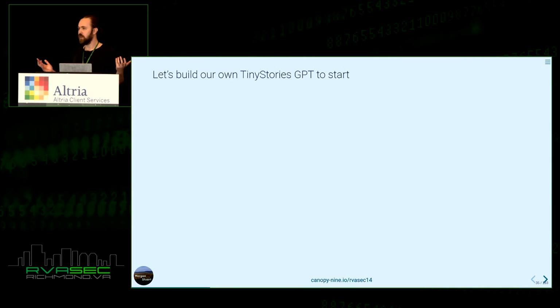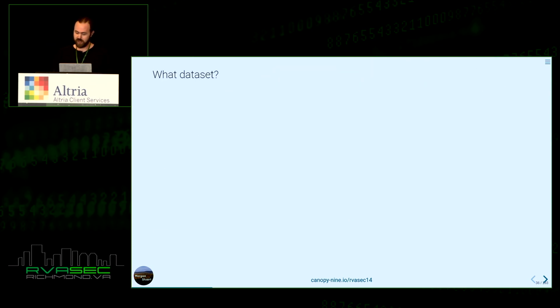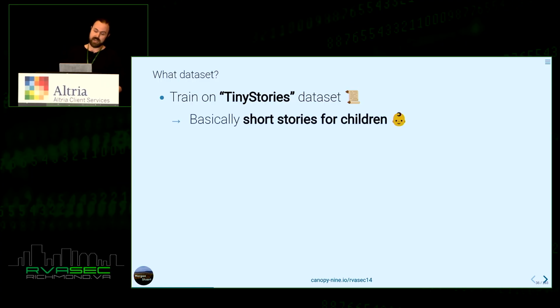So let's just go ahead and build our own. We'll build a TinyStories GPT, GPT being generative pre-trained transformer. There's a script in the repo if you want to play around with this. It's not very well documented, but you can try. And we're going to train on the TinyStories data set. This is basically just short stories for children. And this is important because it reduces the vocabulary, reduces the grammar, and makes it so we can train much smaller models and play around with concepts and do research with these models, and they still work the same way when we scale them up.